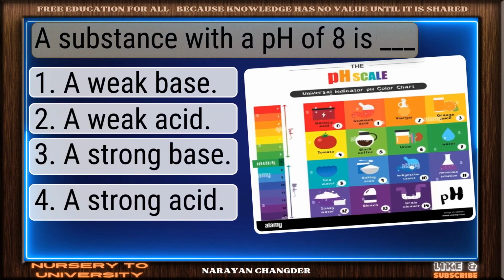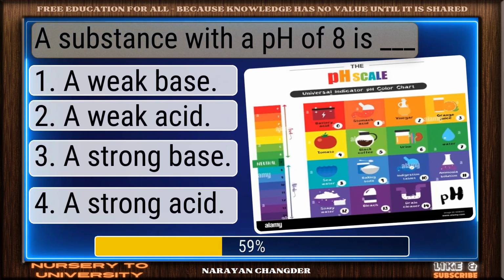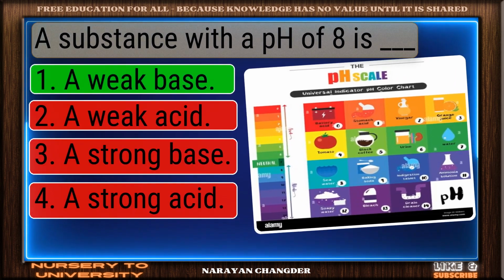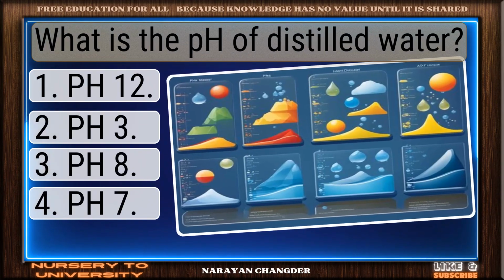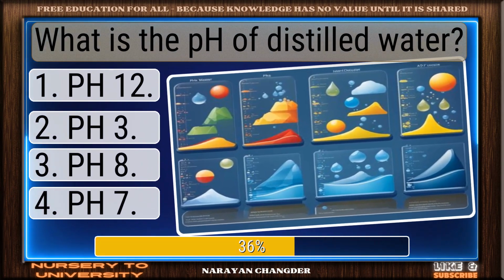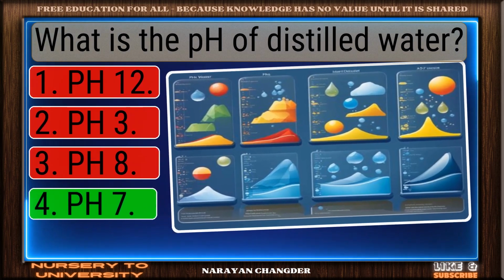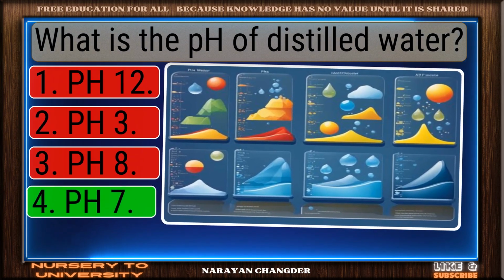Question number 80. A substance with a pH of 8 is dash. Right again. A weak base is a valid answer. Question number 81. What is the pH of distilled water? Clear logic. Your choice, pH 7, is sound and 100% true.